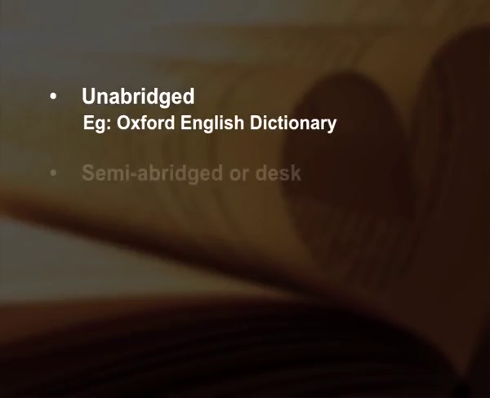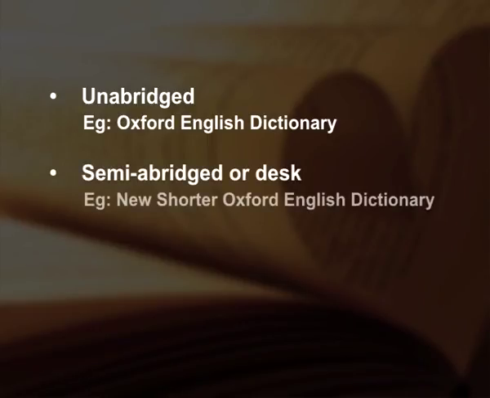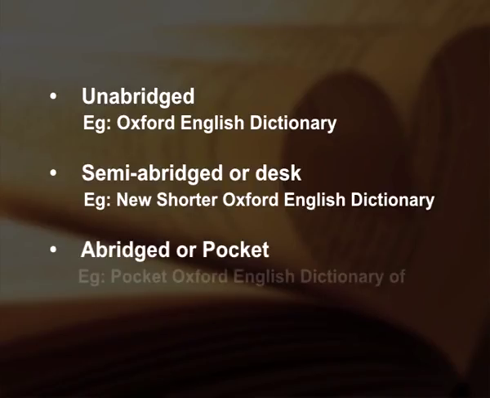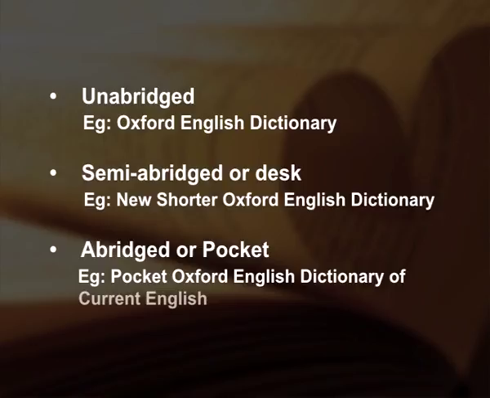Based on size, it is divided into three. Unabridged. Example, Oxford English Dictionary. Semi-abridged or desk. Example, New Shorter Oxford English Dictionary. Abridged or pocket. Example, Pocket Oxford English Dictionary of Current English.